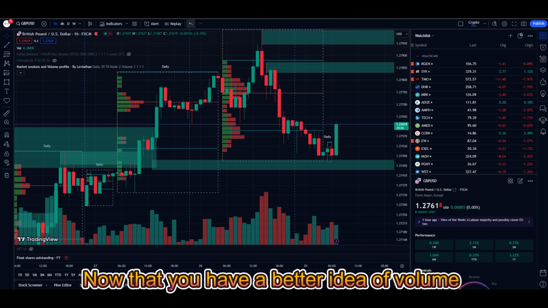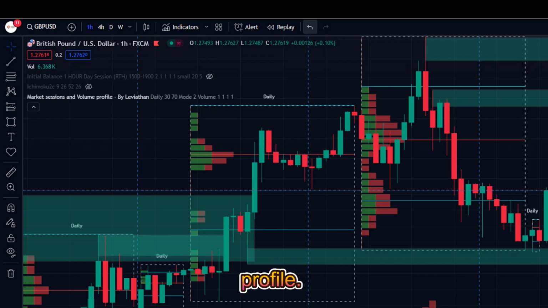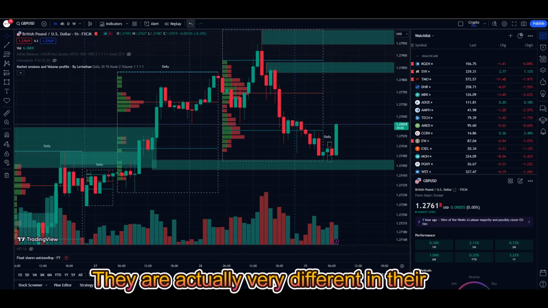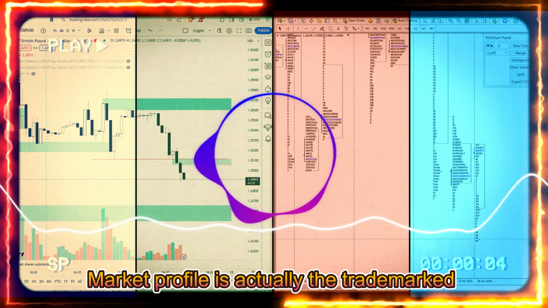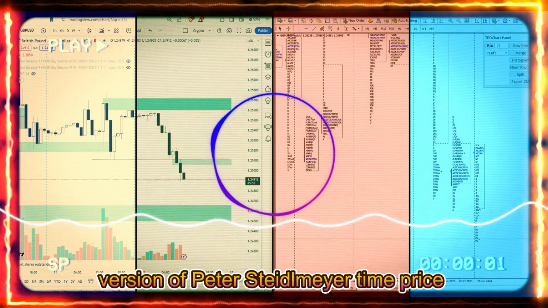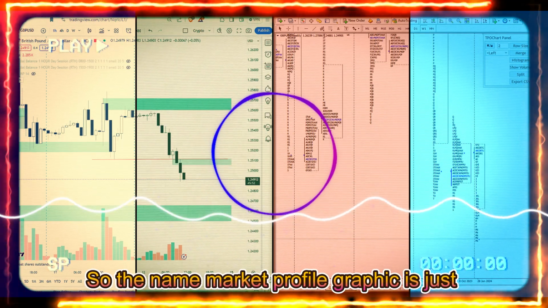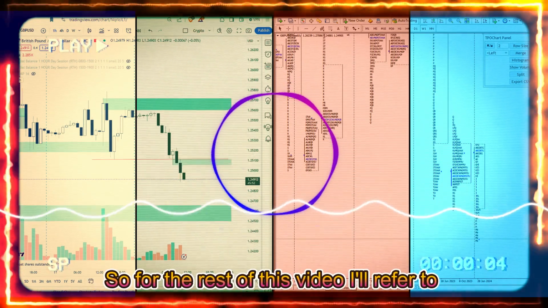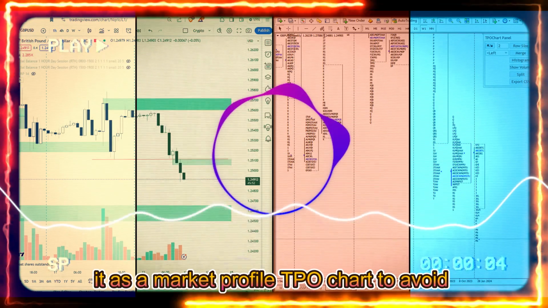Now that you have a better idea of volume profile, let's move on to explain market profile. Volume session profiles are wrongly referred to as market profile. They are actually very different in their function. Market profile is actually the trademarked version of Peter Steidlmayer's time price opportunity chart. So the name market profile graphic is just good branding. The real name is called TPO chart. So for the rest of this video, I'll refer to it as a market profile TPO chart to avoid confusion.